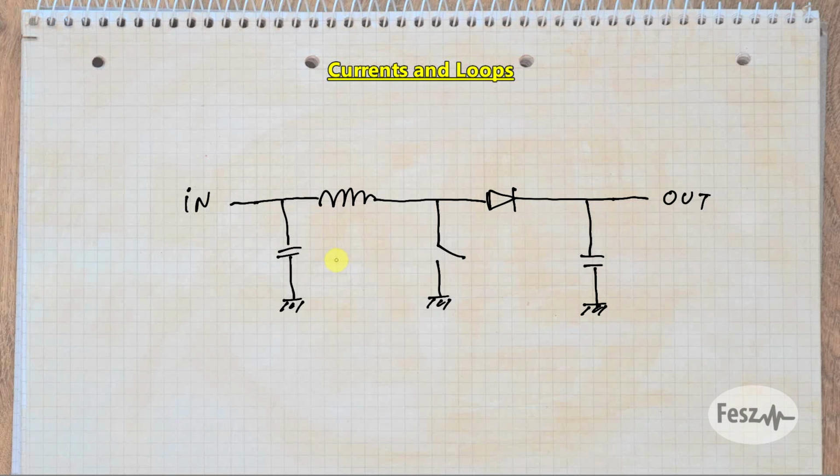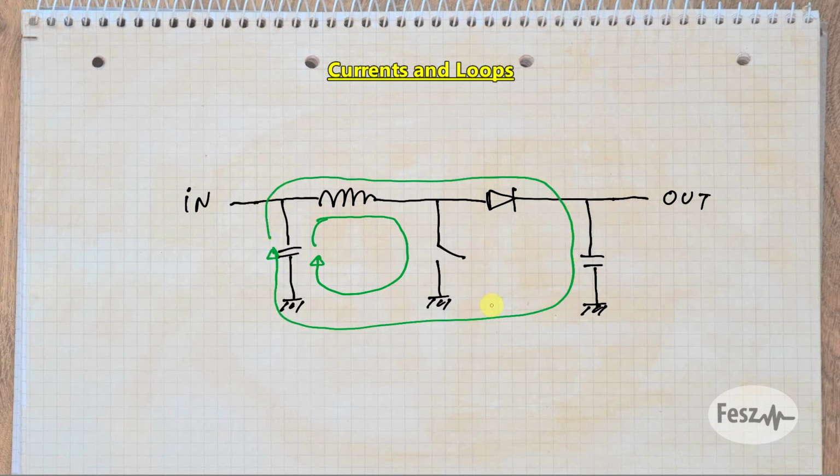When the switch is on, current flows from the input capacitor through the inductor and then down to ground, and then when the switch is open, the current closes through the diode and into the output capacitor. But for our noise analysis, it's best to look at current as it is flowing through the individual branches.